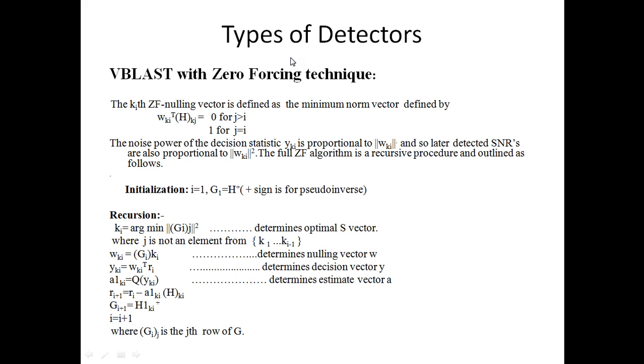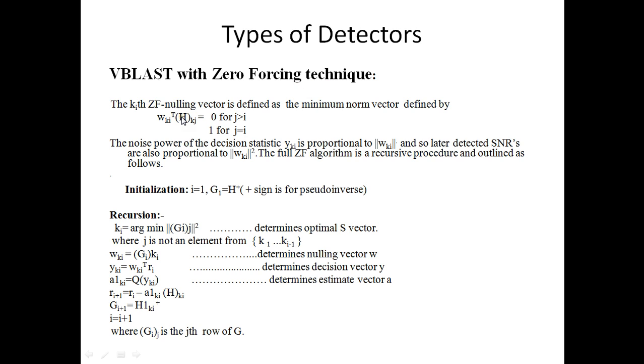There are different types of detectors that are used in BLAST, like zero forcing, MMSE (minimum mean square error), maximum likelihood, etc. You also have STBC and the like, but here we'll be concentrating on the most commonly used ones: zero forcing, MMSE and maximum likelihood. First we go on to the zero forcing technique.